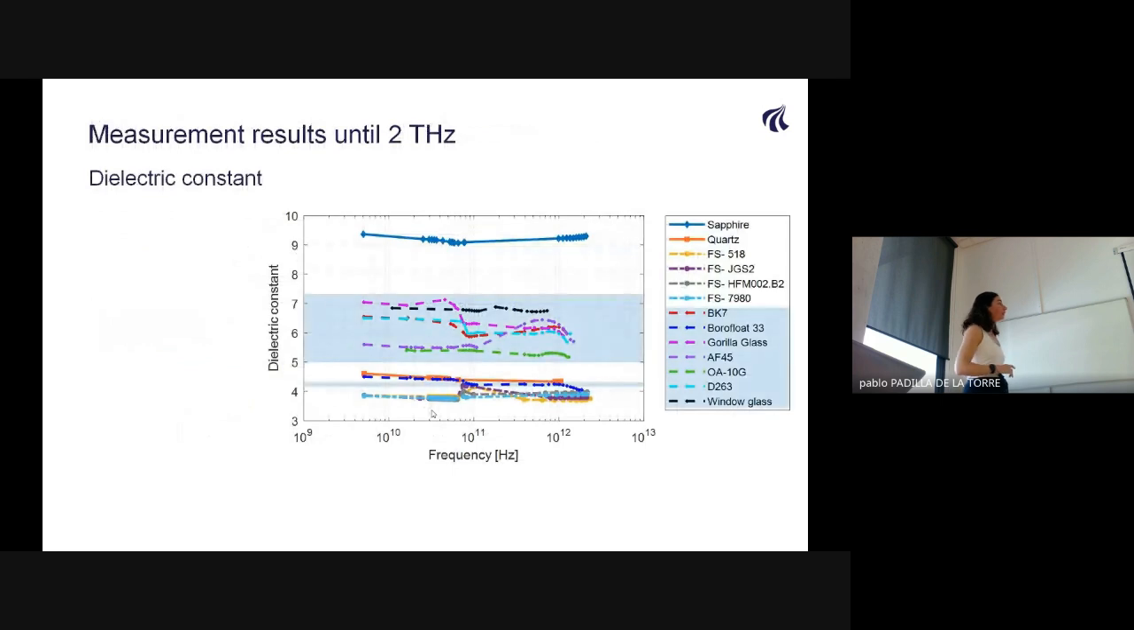And so these are the measurement results, up to 2 terahertz. I will show you more after. I have divided the materials by families. They are all silicates, but these ones in blue are glasses. Glasses usually have a dielectric constant between 5 and 7. It depends on the elements that you have inside of them. And this one is borofloat that has a very low dielectric constant. Then we have the fused silicas, which are more pure than glasses, so they don't have as many modifiers as glass, and they have a low dielectric constant. And last, we have quartz here. Sapphire is not a silicate, but it's just there for reference.